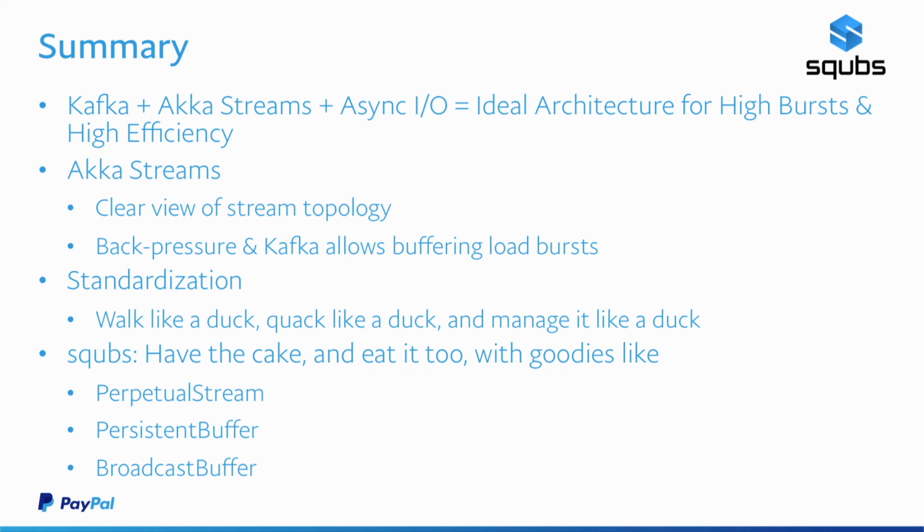So, in summary, Akka has talked quite a bit about that. If you would like to build highly efficient, resilient systems, and be able to deal with high bursts, the combination of Akka Streams, Kafka, and async I/O seems to be a great combination. Kafka helps a lot with dealing with the bursts and buffering those, and Akka Streams, especially with the back pressure, helps keep the system under control. Basically, it prevents it from being overloaded and keeps everything sane.